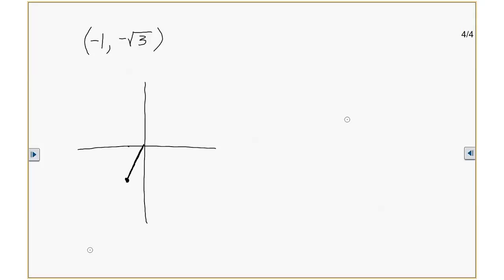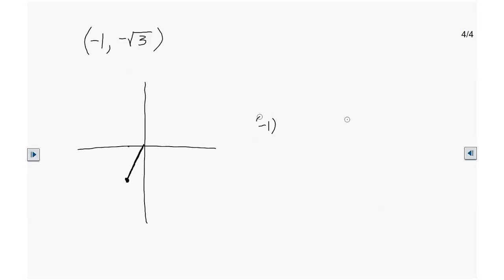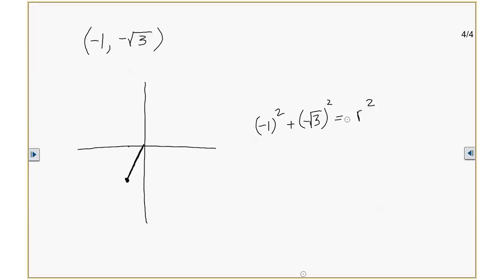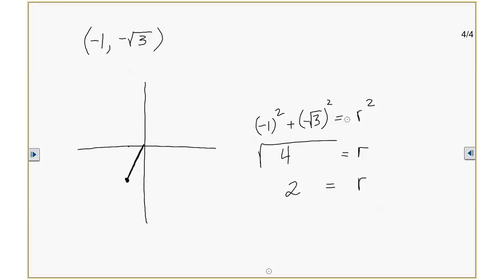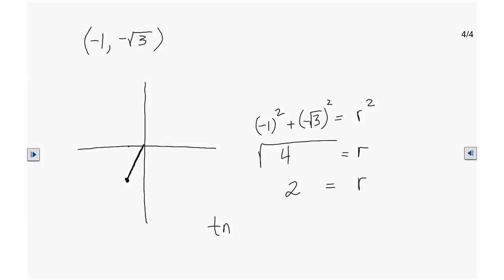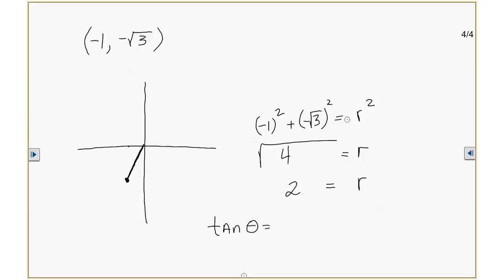Now what do you got to do to find your polar coordinate? Well, you've got x and y, so you just plug it in the Pythagorean theorem. Negative 1 squared plus negative square root of 3 squared is equal to r squared. R is equal to the square root of 4. R is equal to what? 2. Now, remember, you've got tangent of theta is equal to what? Y over x. Look at your formula sheet.